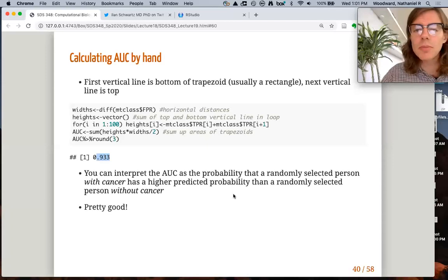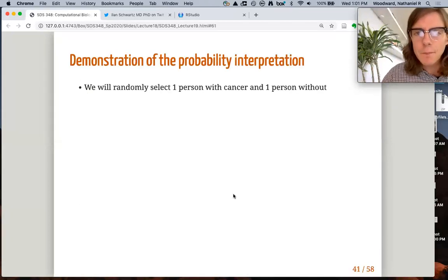So it sounds kind of weird, right? But basically you're saying 93.3% of the time, if you reached into your data set at random and grabbed somebody who had cancer and somebody who didn't have cancer and compared their predicted probabilities, 93.3% of the time, the person with cancer is going to have a higher predicted probability, right? Let me show you that that's actually true, that you can interpret it this way.